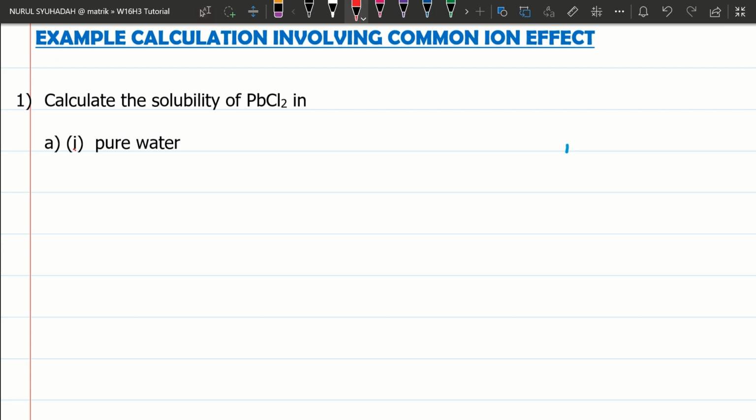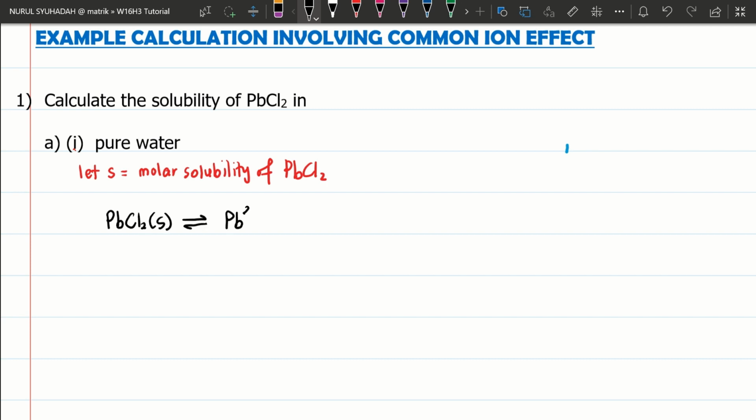Okay, so for this one, kita start dengan, okay, so let S equals to molar solubility of PbCl2. Okay, so the next part is, kita akan construct kita punya ice table. Okay, so dalam ice table kita, so equation kita PbCl2 solid in equilibrium with its ions, which is Pb2+ aqueous plus 2Cl- aqueous.